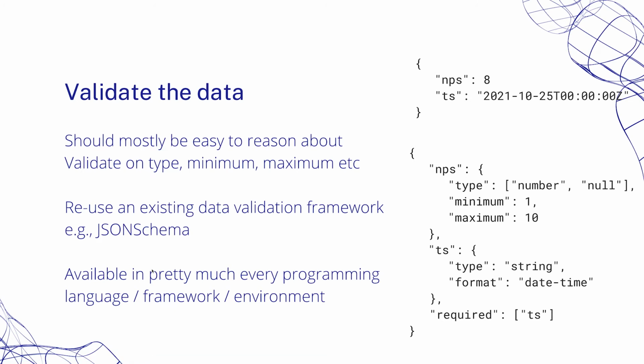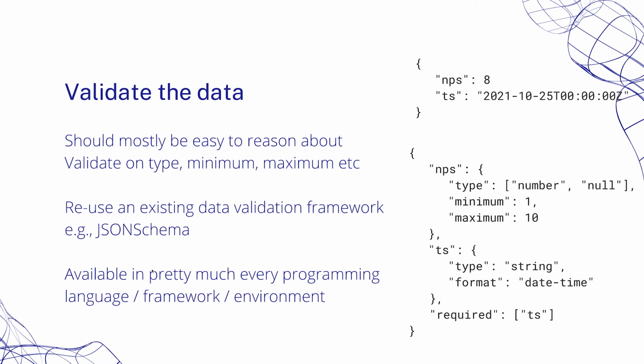And validating the data is a reasonably easy thing to do. And the example I've got here is specifically with JSON schemas. And JSON schemas are very useful because it's already an existing data validation framework. It can easily be applied to JSON or you can transform into JSON. And it allows you to reason about some reasonably simple things like what is the type of the field, what are the minimum values, maximum values, the formats of values.